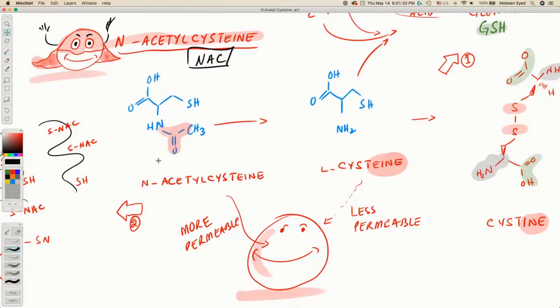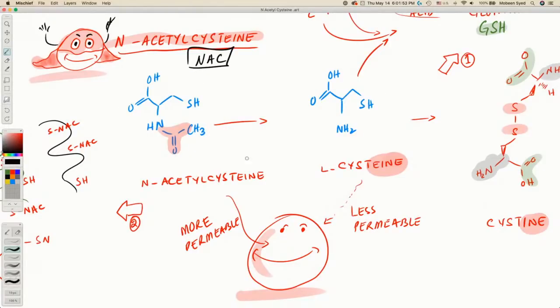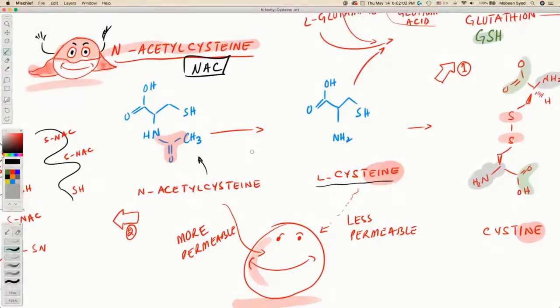First of all, look at this formula here, and look at this formula. The basic difference between them is this acyl group here. So basically, N-acetylcysteine, this guy, is a derivative of L-cysteine, which is an amino acid, and the difference is that we have an acetyl group attached to the N over here.